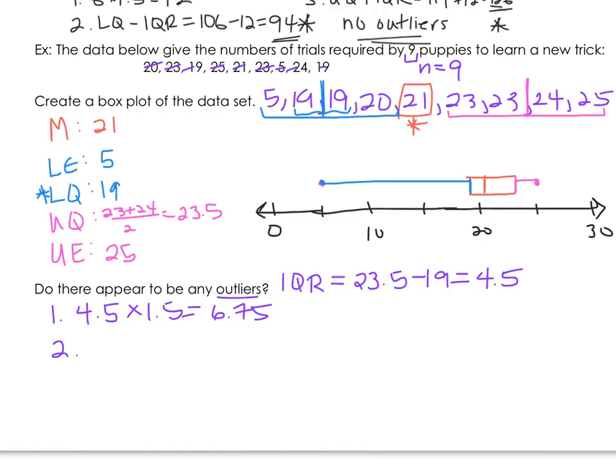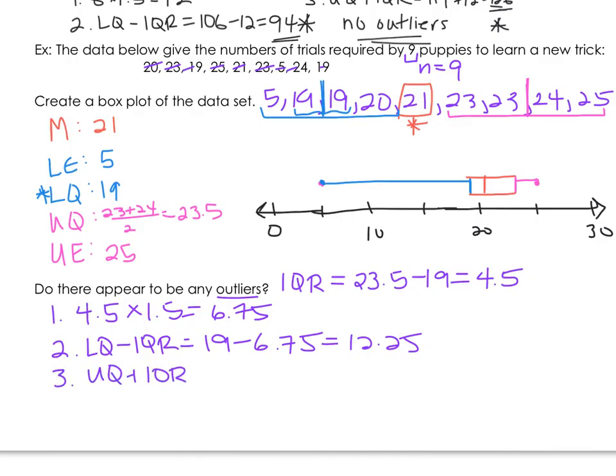Step 2, on that low end, remember we take our lower quartile and we subtract the IQR. So if we take 19 minus 6.75, that drops us all the way down to 12.25. And then on the other end, we take our upper quartile, 23.5, and we add the IQR, plus 6.75. Wow, that already puts us even off our graph, 30.25.